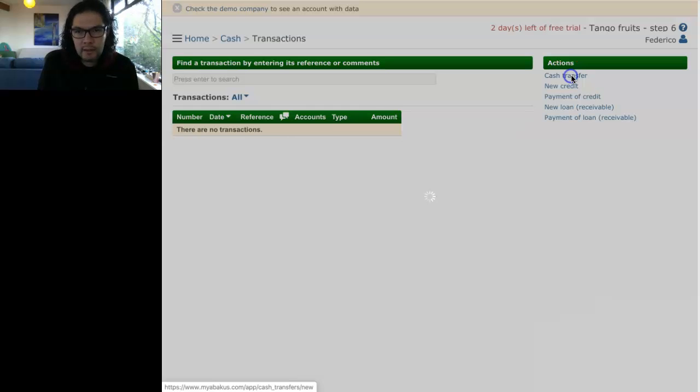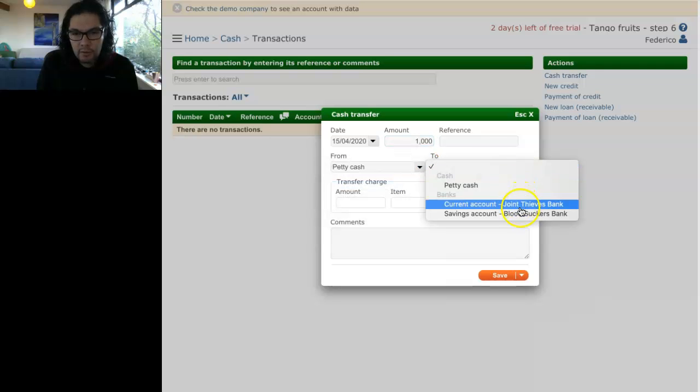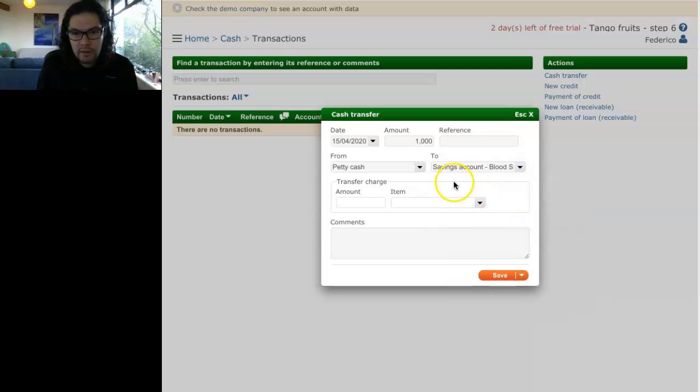So let's start with a cash transfer. I have some money in my petty cash that I need to transfer to my bank account. So I'm going to transfer 1,000 to a savings account. I'm just simply going to say save and close window to save a bit of time because I don't want to see the document.